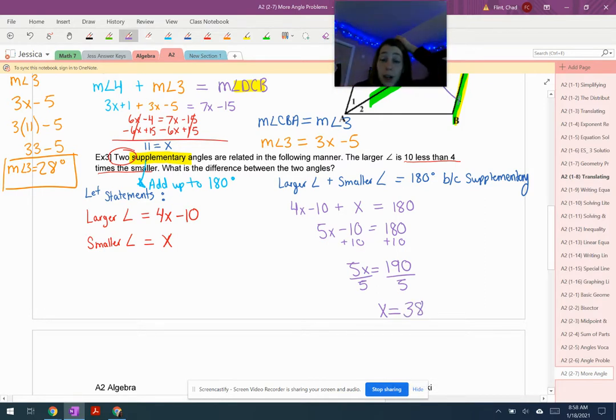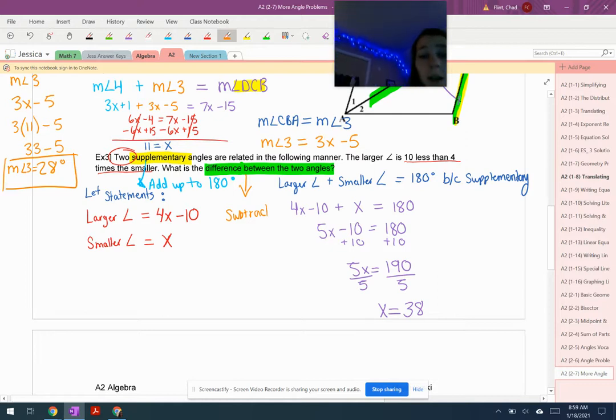So now, just remembering to answer what the question was asking. This question was asking me the difference between the two angles. So remembering that difference means subtract, which means they want me to subtract those two angles, which in order to do that, I need to know what those two angles actually are. So we have the smaller angle being 38 degrees because that's my plain old x.